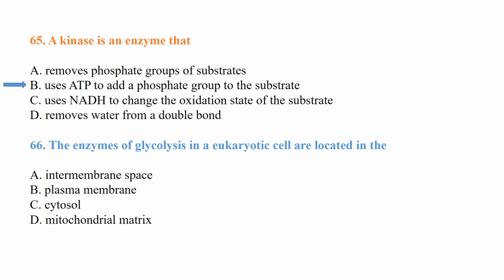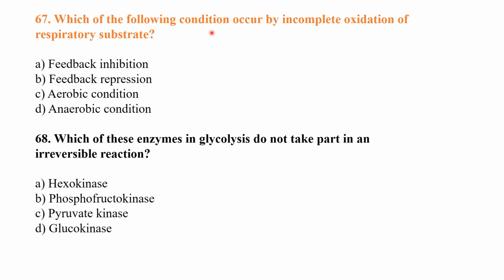The enzymes of glycolysis in a eukaryotic cell are located in? तो glycolysis हमेशा cytosol में होती है. Which of the following conditions occurs by incomplete oxidation of respiratory substrates? तो incomplete oxidation of respiratory substrate में anaerobic condition होती है. Which of these enzymes in glycolysis does not take part in an irreversible reaction? Glucokinase will not be involved in an irreversible reaction.